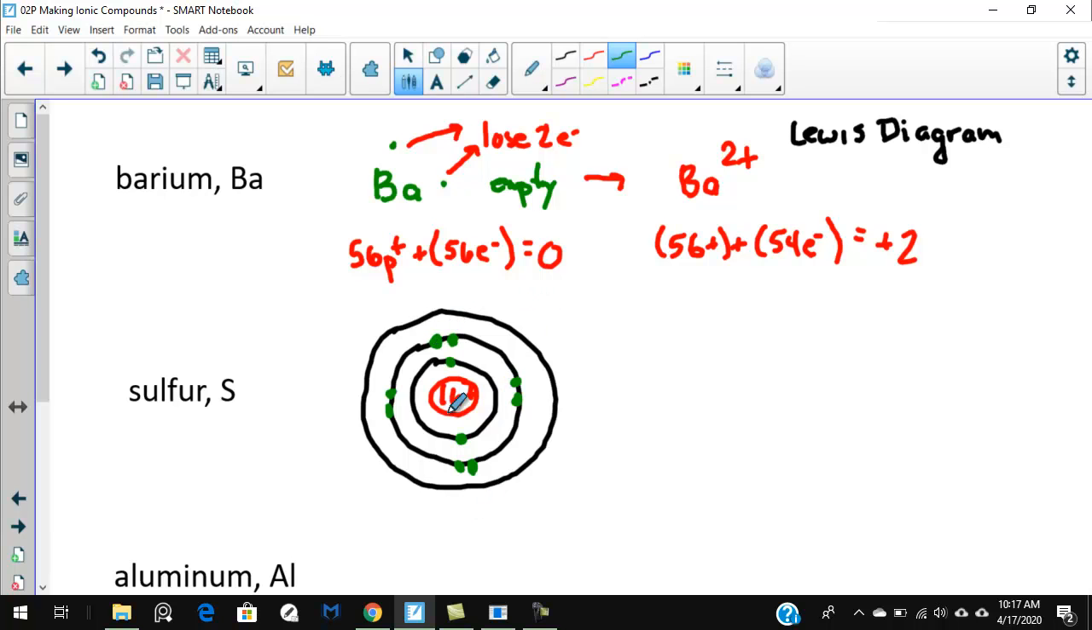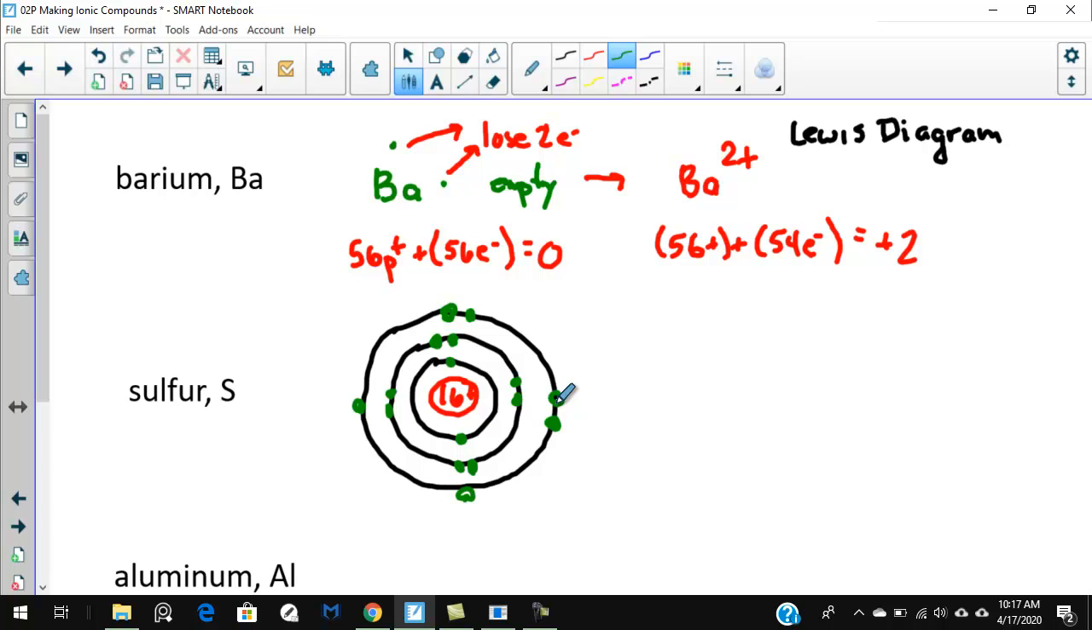And we need to get to 16. So that means we need 6 more, just like we figured out on the periodic table. So 1, 2, 3, 4, 5, 6. So that would be a picture of sulfur.